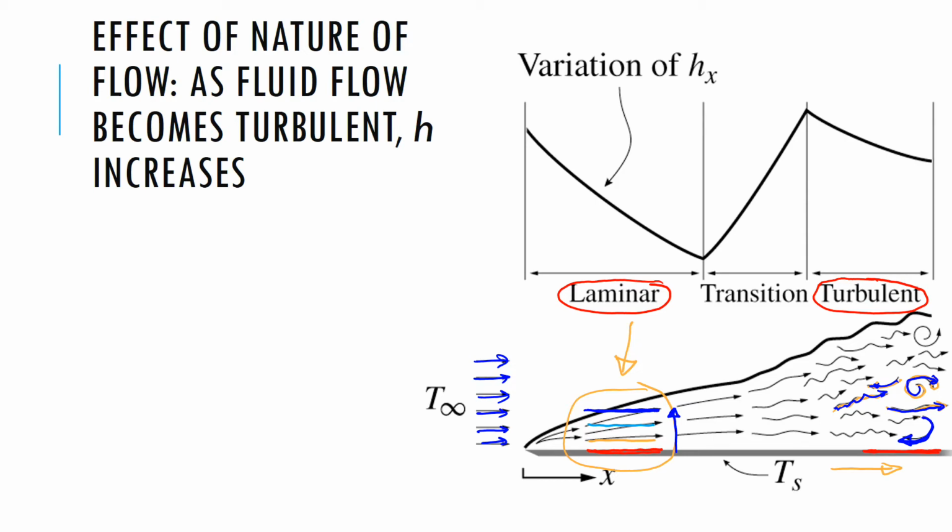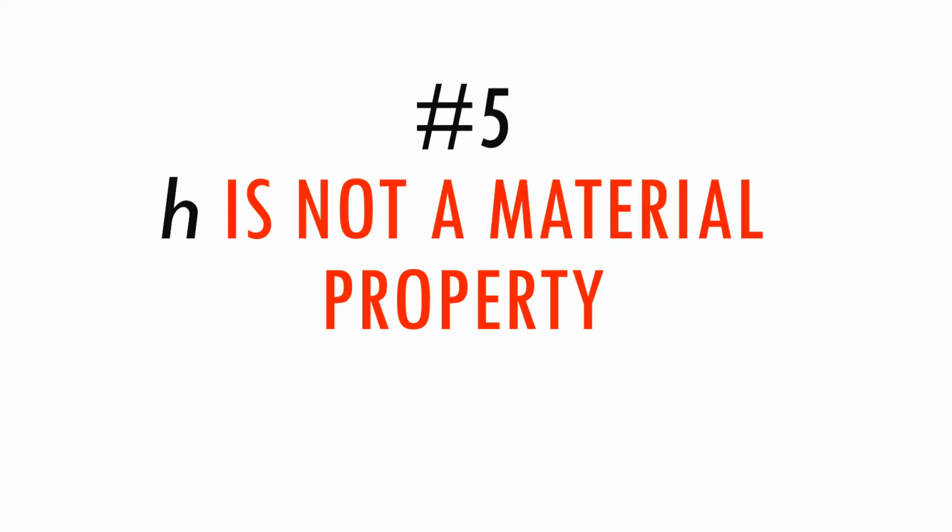Now this transition depends on the critical Reynolds number. So some sort of a critical number below which we have the laminar flow and above which we have the turbulent flow, and therefore two different equations that we have to be careful about. So in a given flow situation, we have to first check whether it's laminar or turbulent to decide which h equation we should use.